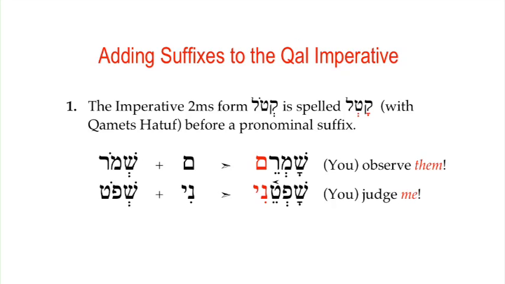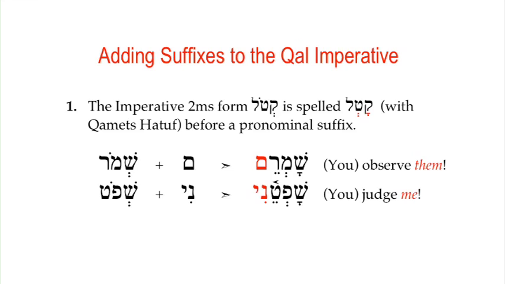Look at our second example. Shafot, shafot. That's the Qal imperative 2ms form. We're going to add the 1cs pronominal suffix, ni. So the form is going to change from shafot to shoft. And then we're going to add the ani, the ani. So it's shoftani, shoftani.